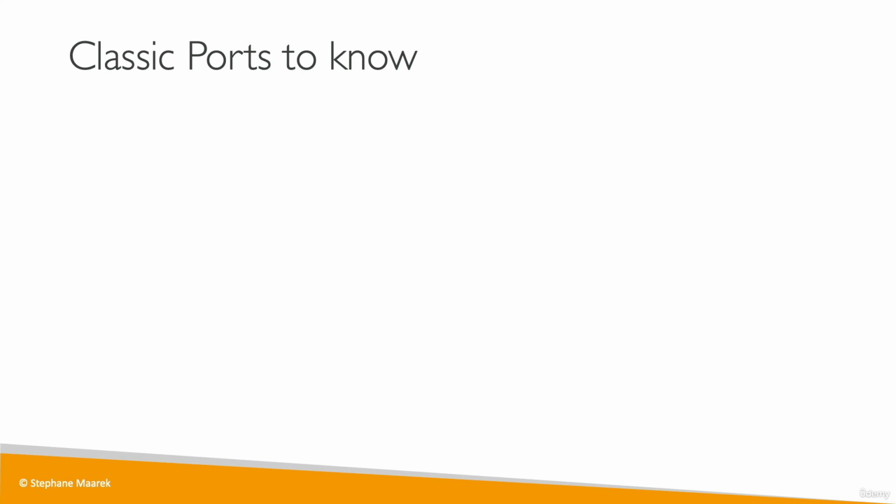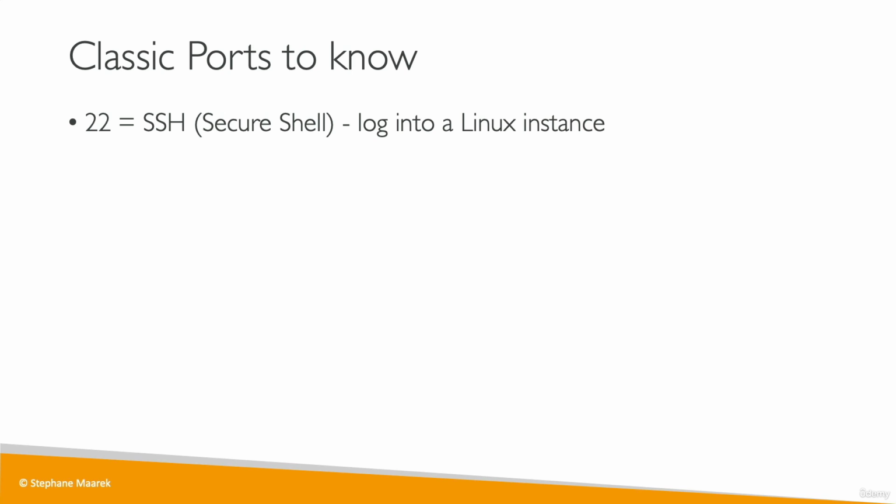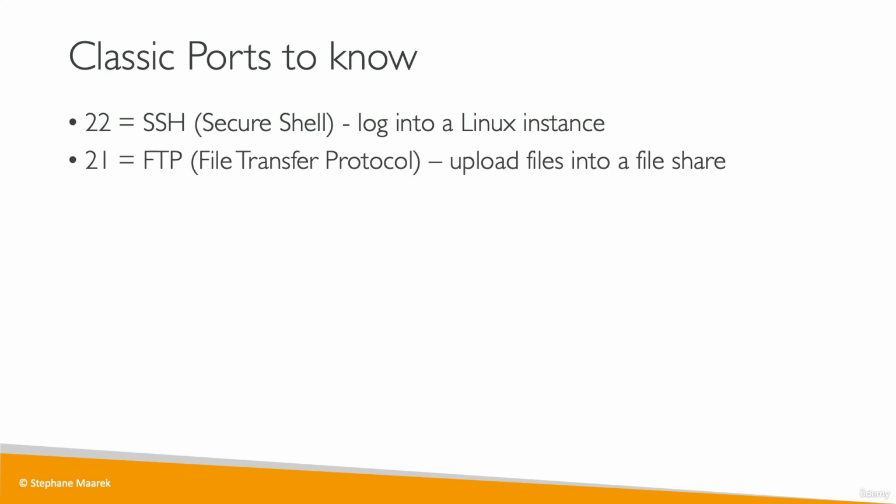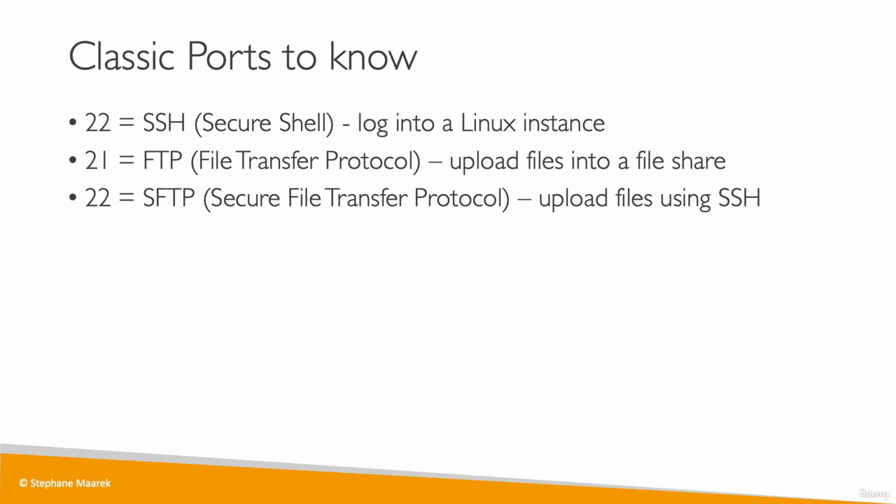Well, we need to know SSH, or Secure Shell, and we're going to see this in the very next lectures. This is port 22, and it allows you to log into an EC2 instance on Linux. You have port 21 for FTP, or File Transfer Protocol, which is used to upload files into a file share. And you have SFTP, which also uses port 22. Why? Because we're going to upload files, but this time using SSH, so it's a secure file transfer protocol. Then we have port 80 for HTTP, which we used in the previous lecture. This is to access unsecured websites.